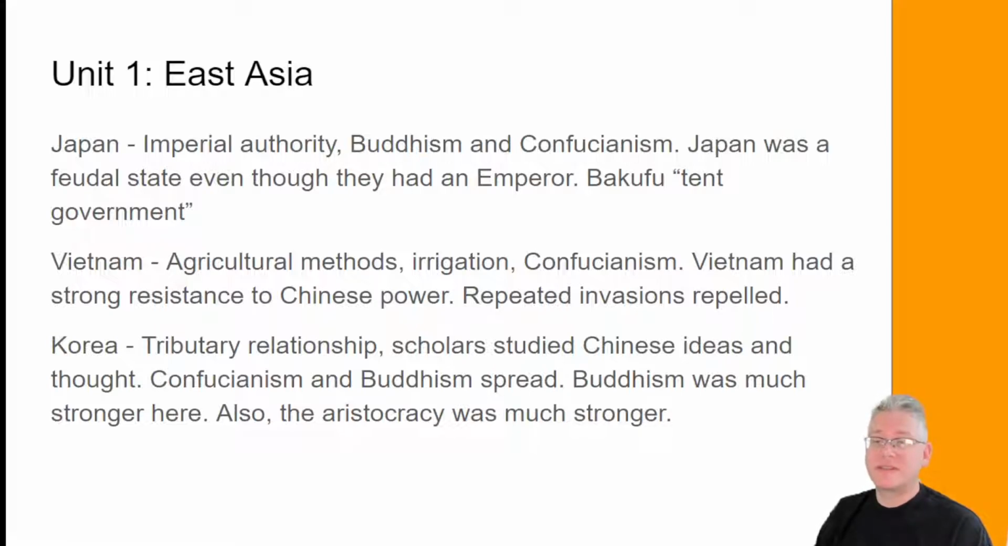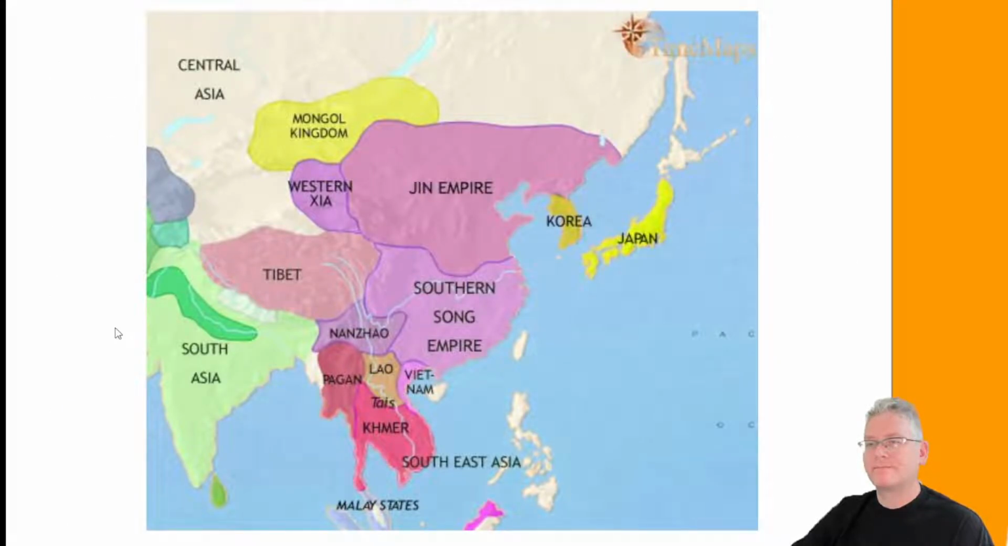In Vietnam then, which is in South Asia, technically, though it ties into East Asia, we have agricultural methods and irrigation that are going to be important. They're going to export to other parts of East Asia. Confucianism also will be important here. Vietnam, though, had a strong resistance to Chinese power. The Chinese repeatedly invaded them to try to take them over, but they repeatedly pushed the Chinese back out. So good for them. Korea has a tributary relationship with China. Scholars studied Chinese ideas and thought, but as Confucianism and Buddhism spread, Buddhism is a lot stronger. Also, one of the other differences for Korea is that they have a very strong aristocracy, which generally speaking is not something that you're going to see in China. All right. There's another little picture there for you of what's going on at the time. Got Japan, Korea. You can see Vietnam down here in the bottom, South Asia, etc.